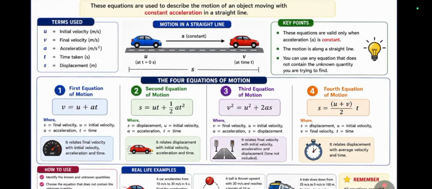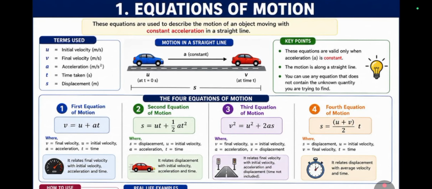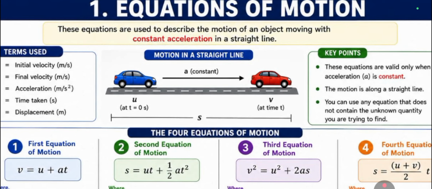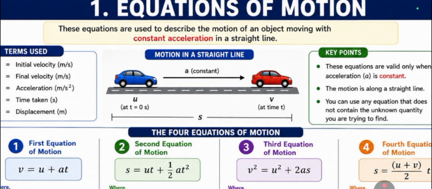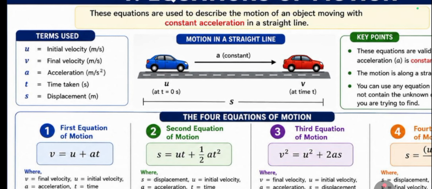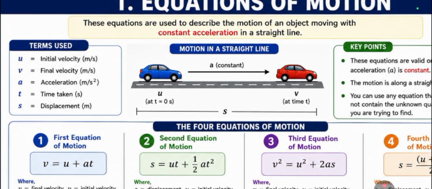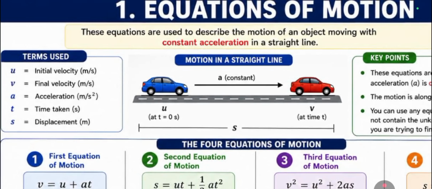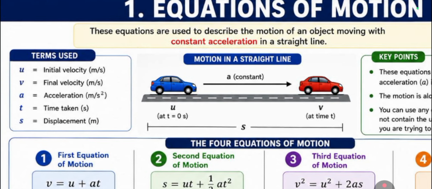The first one is equations of motion. What is equations of motion? The equations are used to describe the motion of an object moving with a constant acceleration in a straight line. In these equations, we have to use some letters and some symbols also.